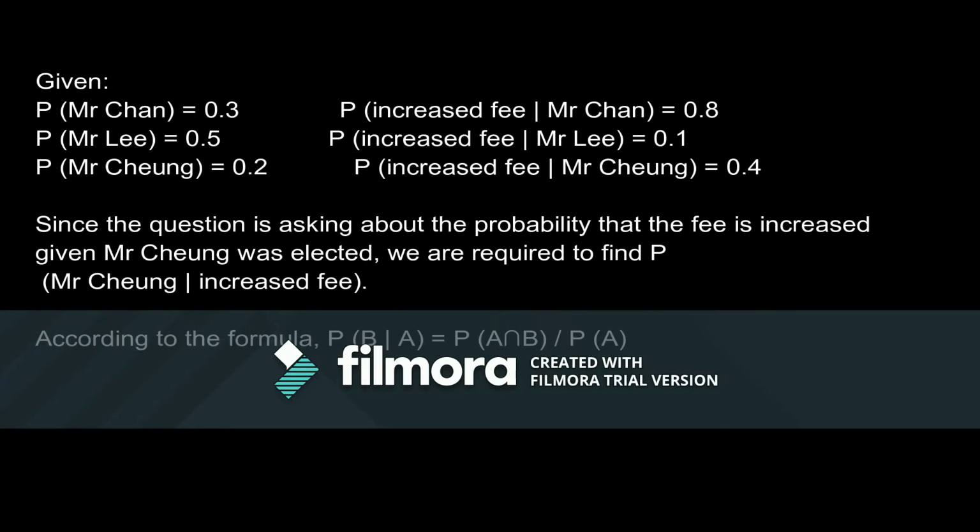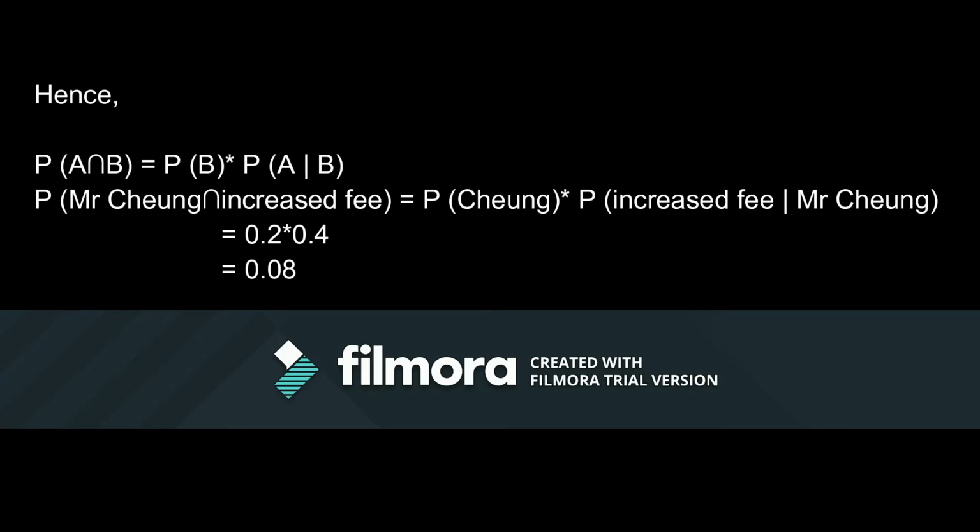According to the formula, probability of B given A equals the probability of the intersection of A and B divided by the probability of A. From the formula, we can find that the probability of the intersection of A and B equals the probability of A times probability of B given A, and as well equals the probability of B times the probability of A given B. Hence, the probability of the intersection of Mr. Zheng will be elected and the fees will be increased equals the probability of Mr. Zheng will be elected times the probability for an increase in fees given Mr. Zheng was elected, which equals 0.2 times 0.4 and therefore equals 0.08.